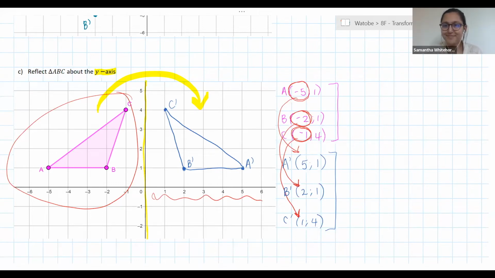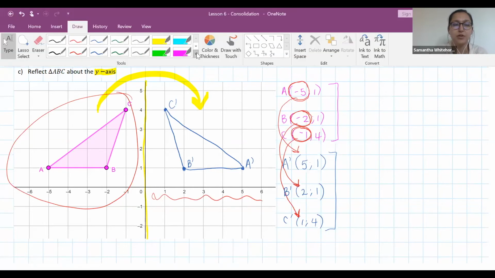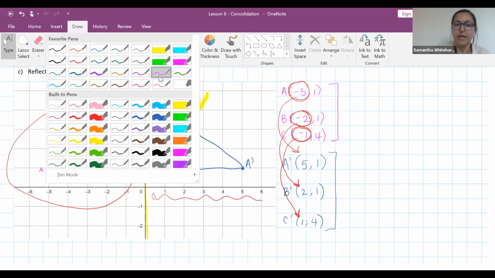Ma'am, I don't understand C. Okay, what don't you understand? How ma'am got the answer for C? Okay, for the whole question C or for the coordinate C? The whole question C, ma'am. All right, so did you understand what I was speaking about earlier when I spoke about the fact that they must be the same distance away from the line of reflection? Yes, ma'am. Okay, so that's all this is.